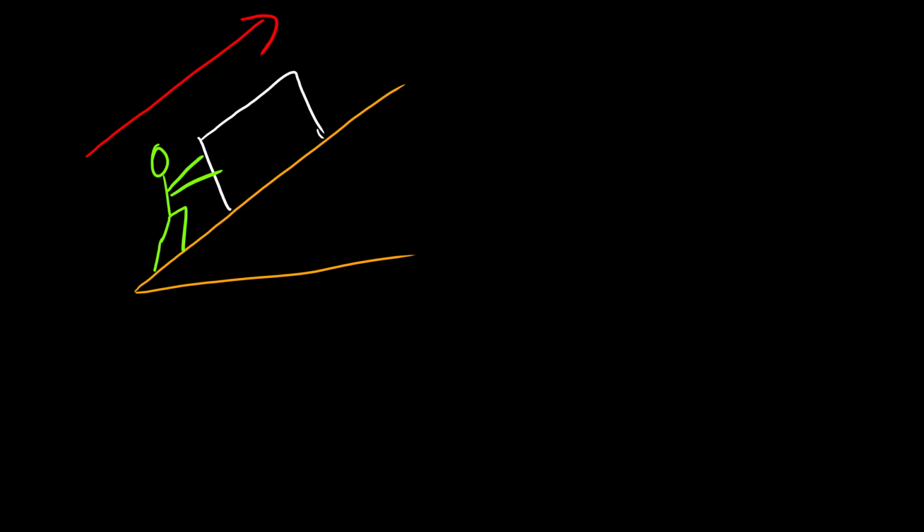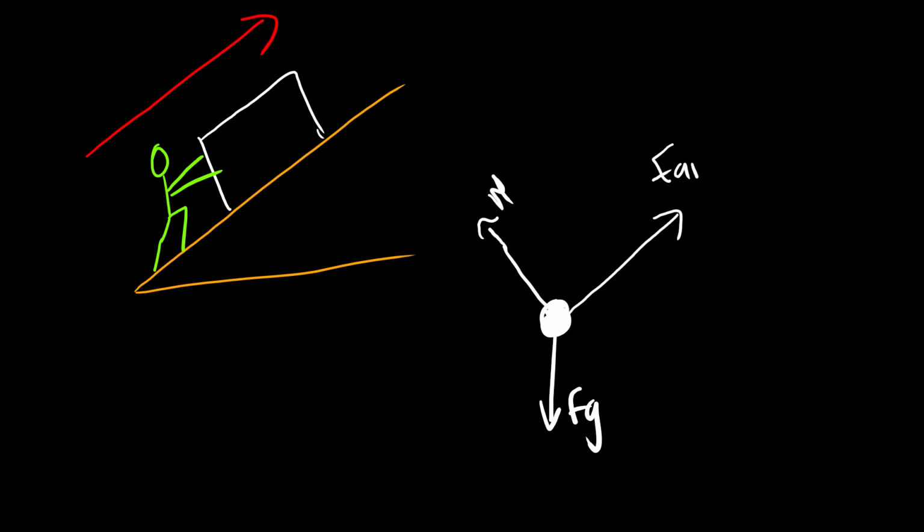Our next example, we have an object on top of an incline, and then the object is being pushed up. The surface is frictionless. Now, how many forces are acting on the object? This is our free body diagram. We have gravitational force, we have our normal force, then we have our force applied.